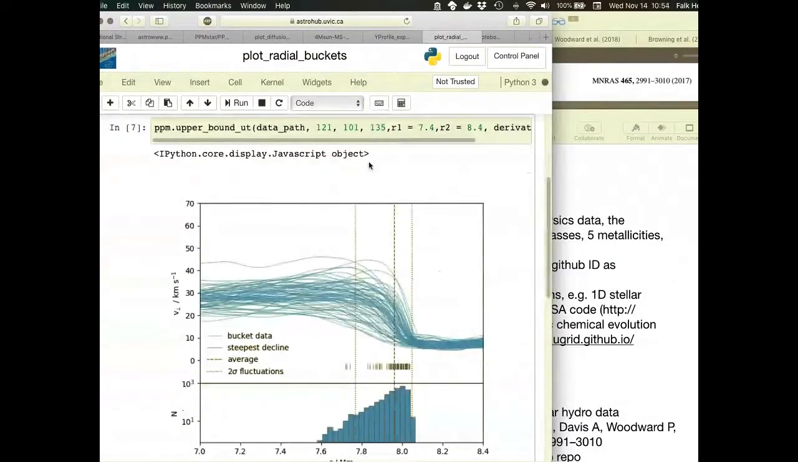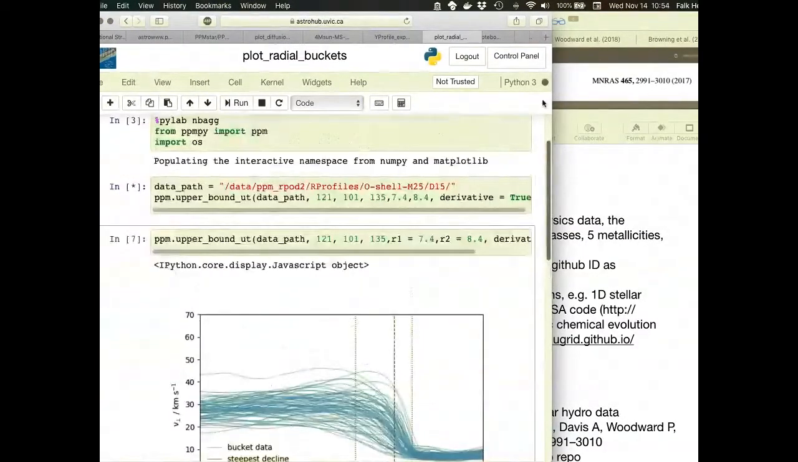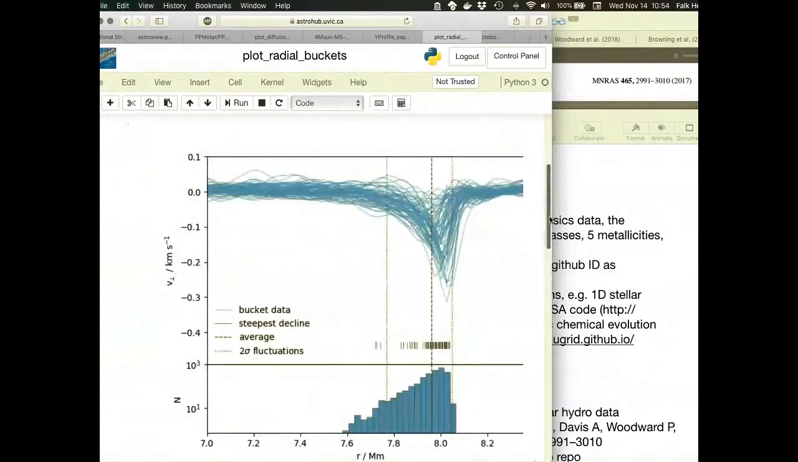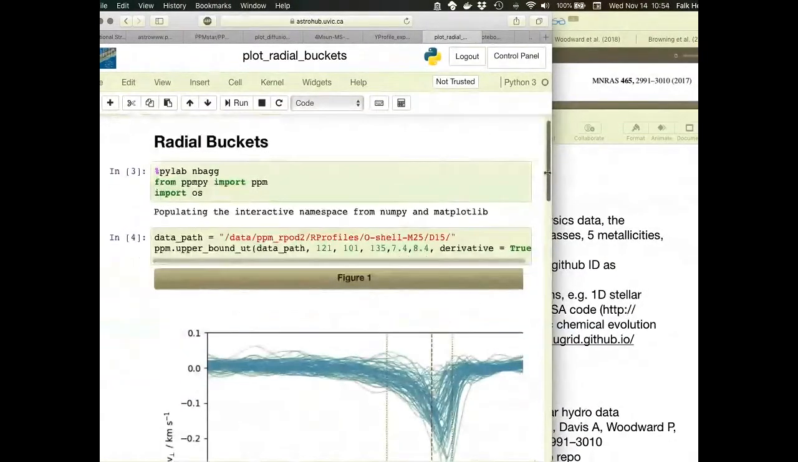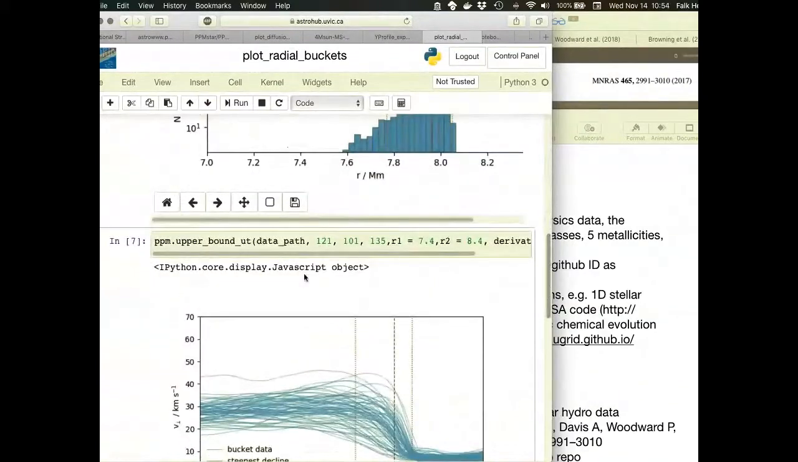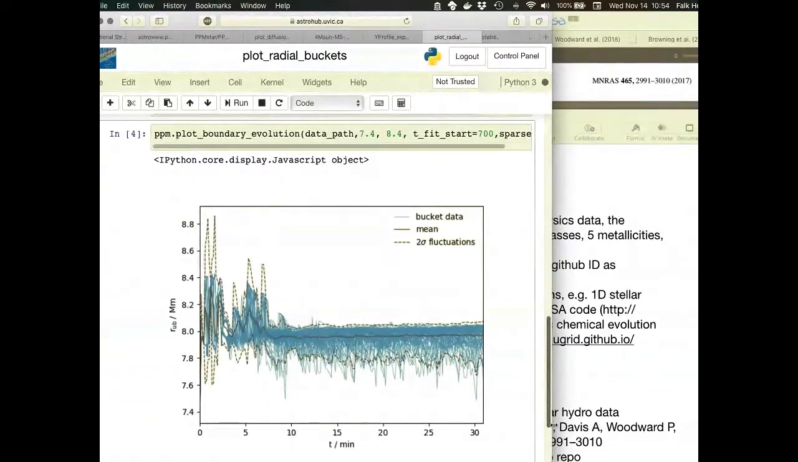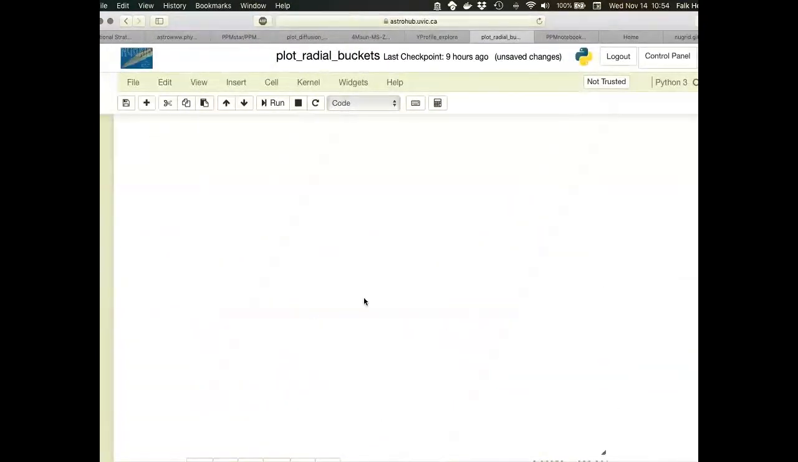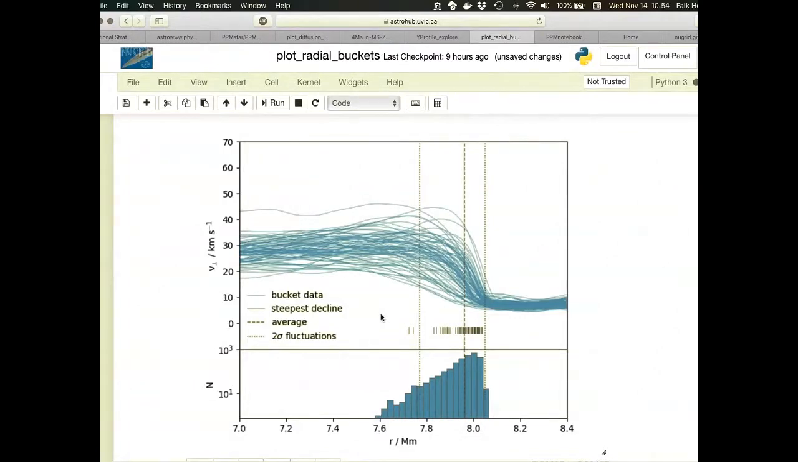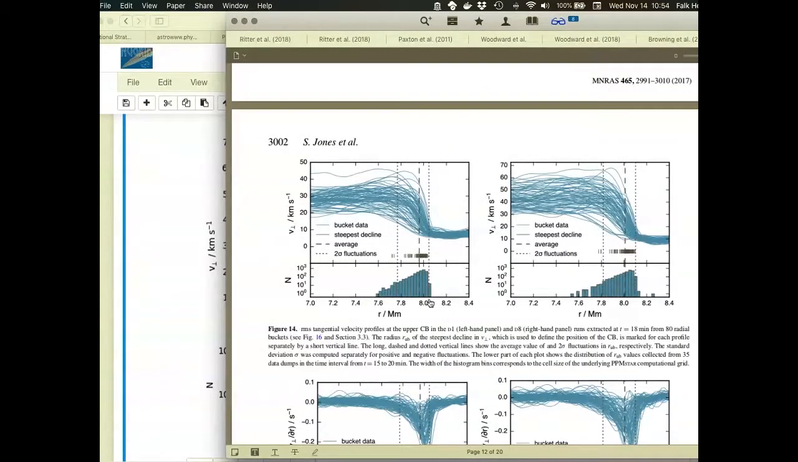So I can read this data as I'm doing here right now, and then I go to the next cell here, and there's the method to do this plot, the PPM upper bound, and you can see how, as we speak, I'm creating this plot here that is identical to the one in the paper.